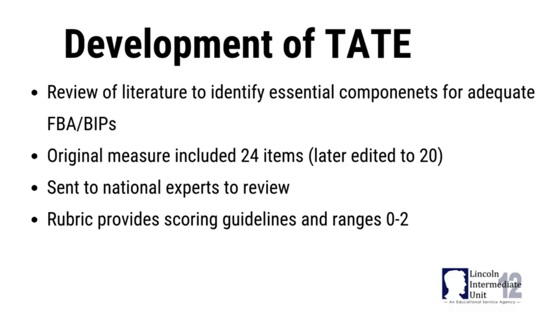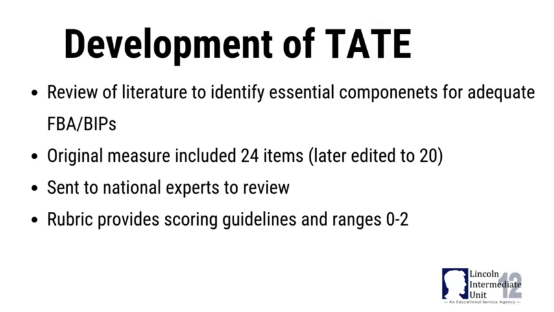As the TATE was developed, it began with a review of literature to identify essential components for adequate FBAs or behavior intervention plans. Then they developed 24 items that were key pieces or components within an FBA. This was later edited down to 20 items. The items that were created were sent to national experts to review. And then a rubric was developed to provide scoring guidelines for each of those 20 items.